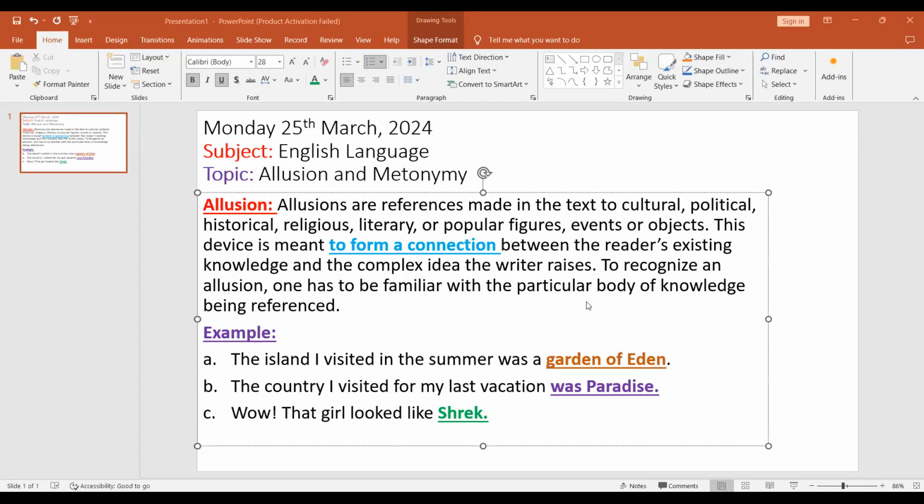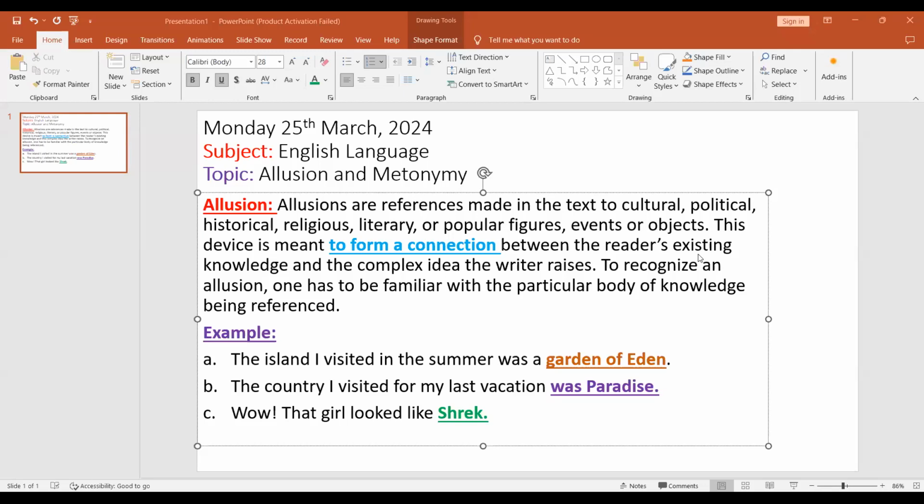So you could use a popular figure. You could use an event. You could use a historical place, a historical event, a historical idea. All those things can be used. Terry is a real Romeo with girls. Who said that? Nivea. Very good. That's definitely an allusion.